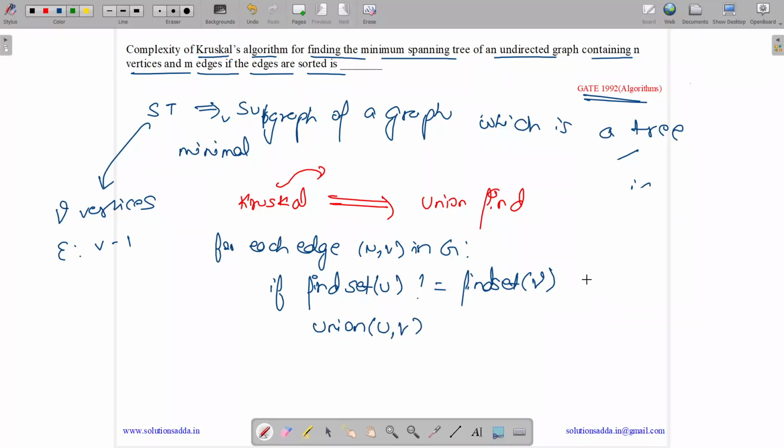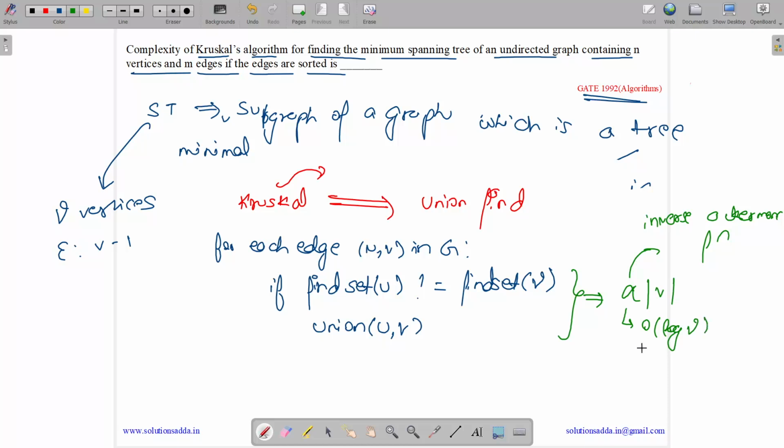What's the complexity of this? The complexity of this equals alpha into the number of vertices. This alpha is called the inverse Ackermann function. Okay, and it's approximately equal to order of log of the number of vertices. Okay, this alpha v has a value equal to this.